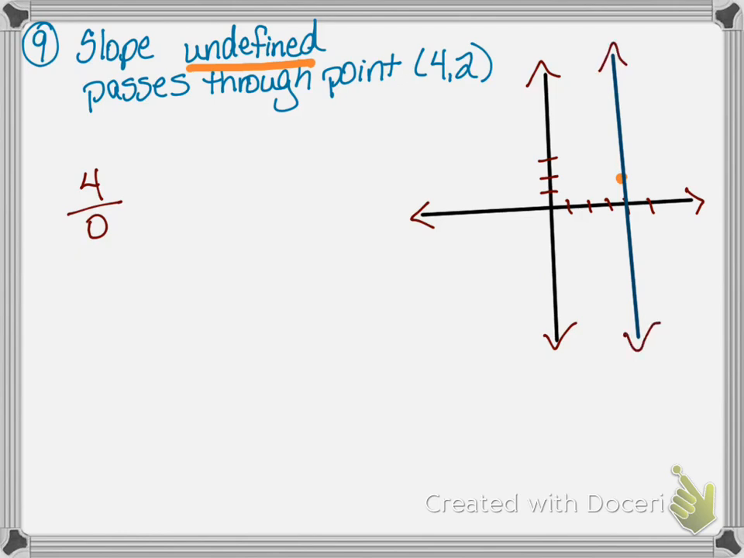And the equation for a vertical line uses our x values. And so all of these are x equals 4. And that's a vertical line.